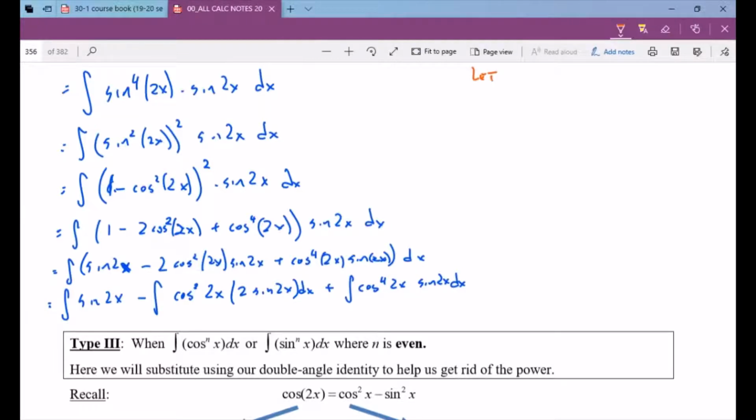We're going to let u equal cos 2x, and the derivative of that, du. The derivative of cos is negative sine, but we have 2x, so we're going to have to chain rule that. So du is equal to negative 2 sine 2x dx.